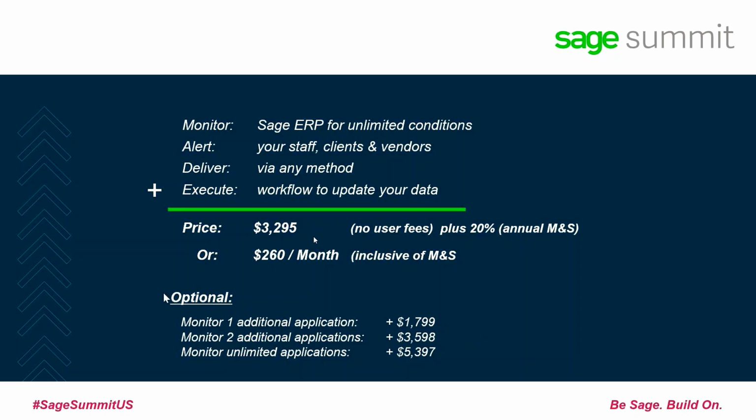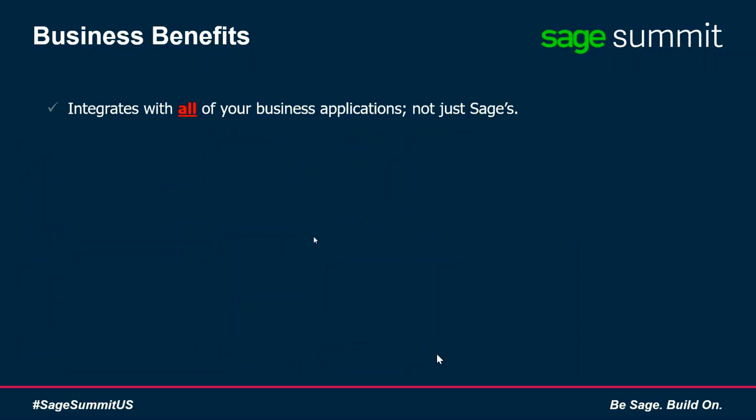So twice that enables you to monitor 2 additional applications above and beyond Sage 300, and 3 times that, just a few dollars shy of $5,400, allows you to use Sage Alerts and Workflow to monitor every single business application you own today or ever will own. We call that the unlimited connection license of Alerts and Workflow.